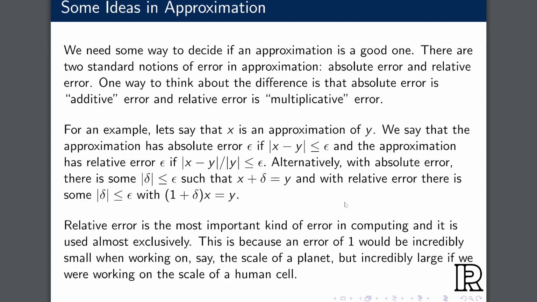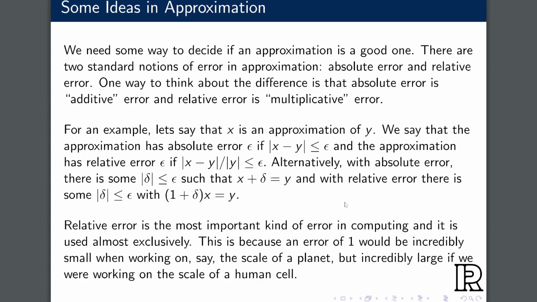As an example, suppose that there's some number y that we're trying to approximate, and x is our approximation. Maybe y is the square root of 2. Whenever you input square root 2 on your calculator, it doesn't give you the square root of 2. It gives you a floating point approximation of the square root of 2. So maybe x is that approximation.